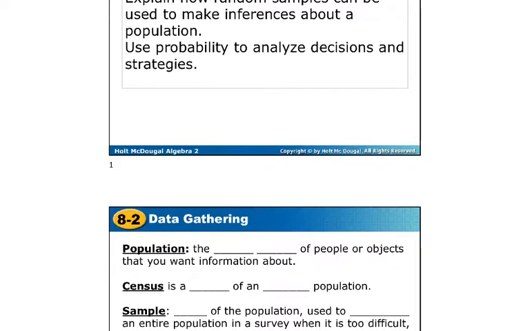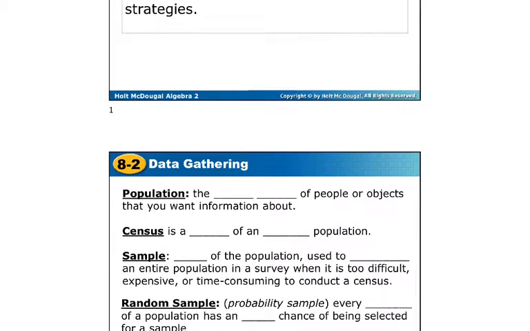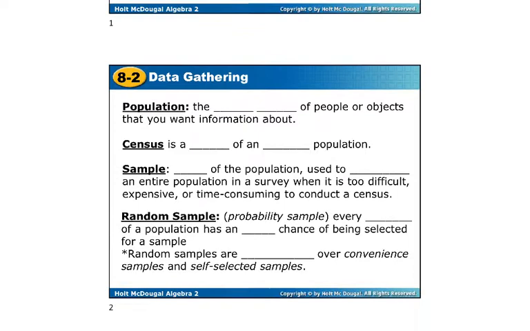So some of the keywords, we'll start with them. Population. So population is the entire group of people or objects that you want information about. So it's your population, what is the set of people or something that we're looking at.